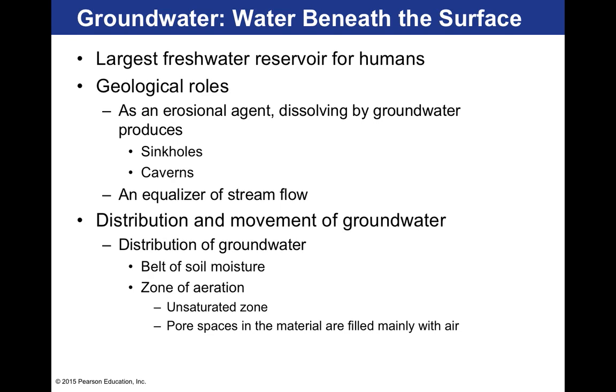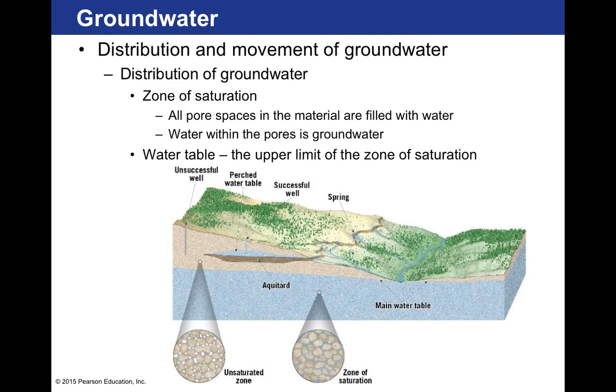So the distribution of groundwater, there's something called a belt of soil moisture, and then a zone of aeration, which is just the unsaturated zone underground where there's no water, and there's pore spaces in the material that are filled mainly with air. All right, so the zone of saturation, this is where all pore spaces in the ground are filled with water. So water within these pores is considered groundwater if it's in the zone of saturation.